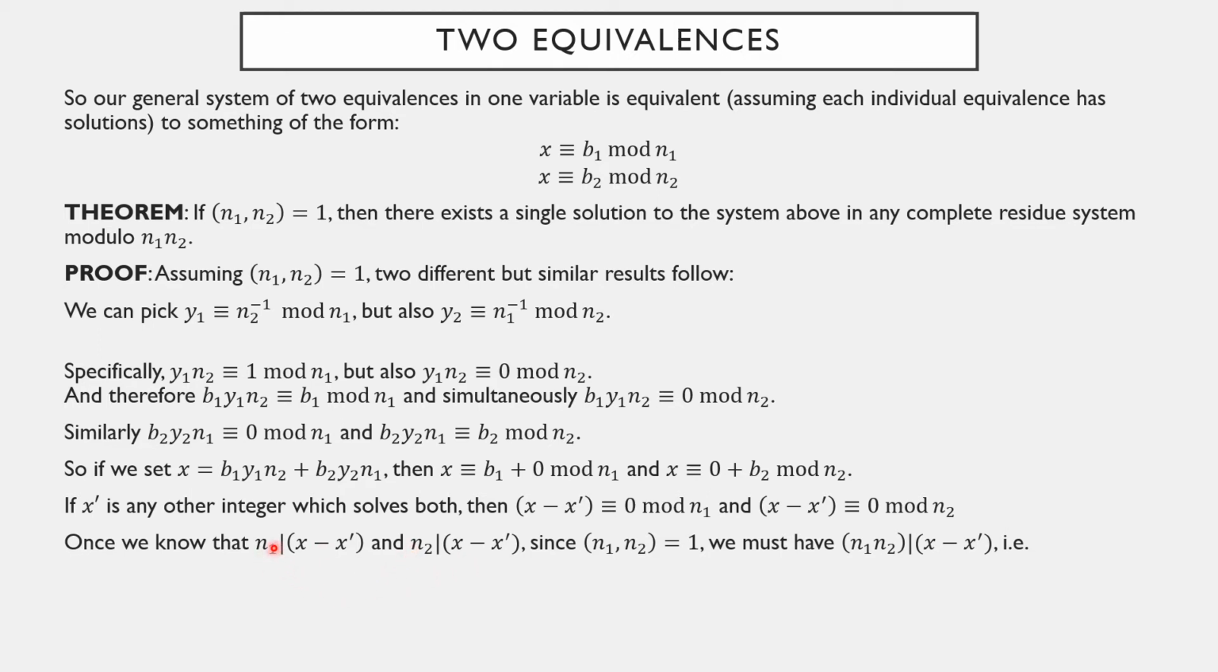However, these two numbers are relatively prime. That was back in our assumptions at the beginning. So if these two numbers are factors of the same thing and they were relatively prime, then their product is a factor of that number. Well, if n1 n2 is a factor of this difference, then those two solutions, the one we constructed by hand, x, and some other solution I supposed I had, must be equivalent mod n1 n2. So assuming n1 and n2 were relatively prime, we were able to find a solution, and we were able to find that any two solutions must be equivalent modulo n1 n2. So mod n1 n2, there is a unique solution.